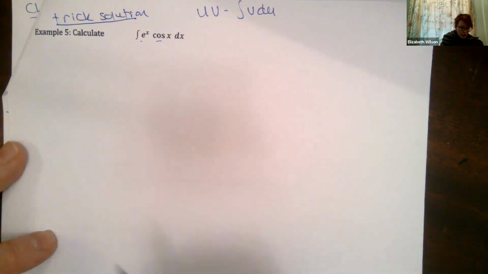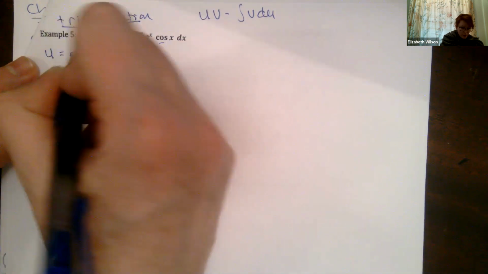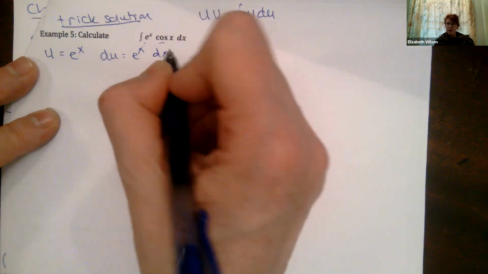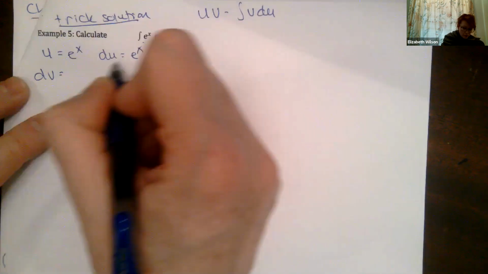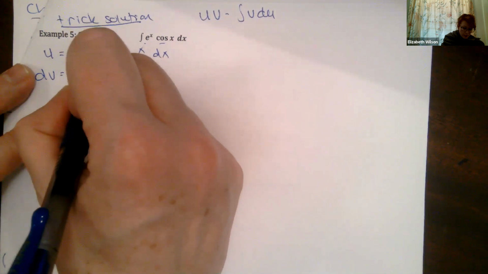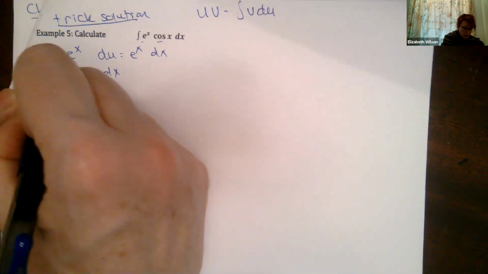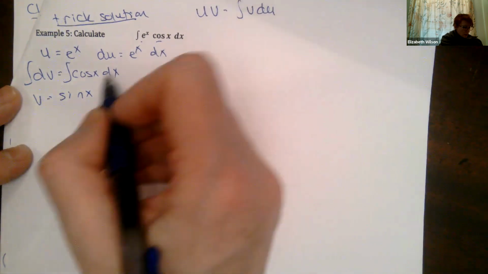I'm going to assign u equals e to the x. That means my du equals e to the x dx, and that's okay. My dv is what's left over, cosine of x dx. I take the integral of both sides, so that gives me v equals sine of x. Let's go ahead and put that together into our equation here.